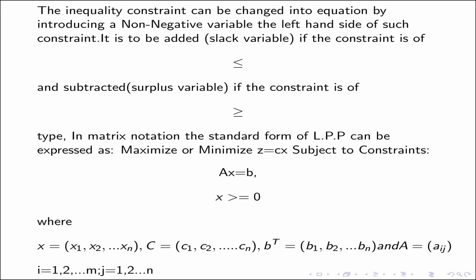The inequality constraint can be changed into an equation by introducing a non-negative variable. To the left hand side of such a constraint, a slack variable is to be added if the constraint is of less than or equal to type, and subtracted, that is a surplus variable, if the constraint is of greater than or equal to type. In matrix notation, the standard form of LPP can be expressed as maximize or minimize Z = cx subject to constraints Ax = b, x ≥ 0, where x = (x1, x2, ..., xn), c = (c1, c2, ..., cn), b transpose = (b1, b2, ..., bn), and A = matrix (aij), i varies from 1 to m and j varies from 1 to n.